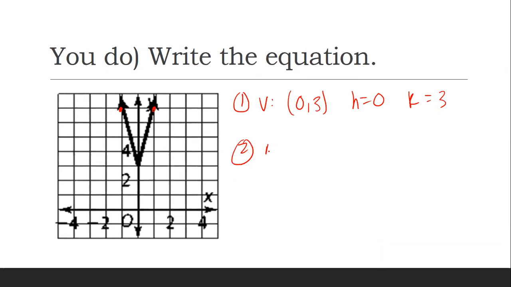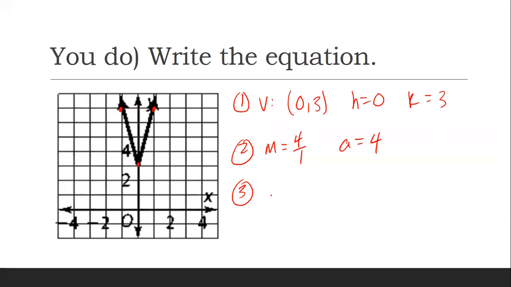Second thing you had to do was find the slope of the right side. And what is the slope of the right side? The slope should have been 4 over 1, because to get from your vertex to the next point, you would go up 1, 2, 3, 4, and then you would run 1. So it would be 4 over 1. So therefore, your a equals 4.